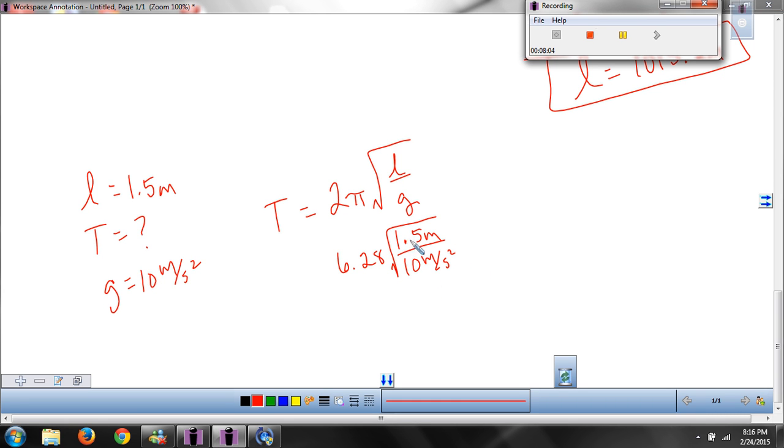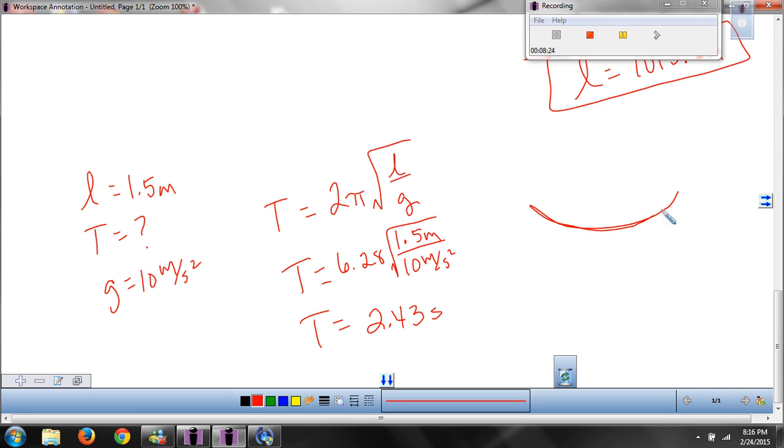Okay, so I took 1.5 and divided it by 10, and that was 0.15, and then I took the square root of that and multiplied that answer by 6.28. This came out to be 0.38 something, I think. So the period of this pendulum is going to be 2.43 seconds. So if I pull it out to the side, release it, and bring it back, it'll take 2.43 seconds for that entire trip.